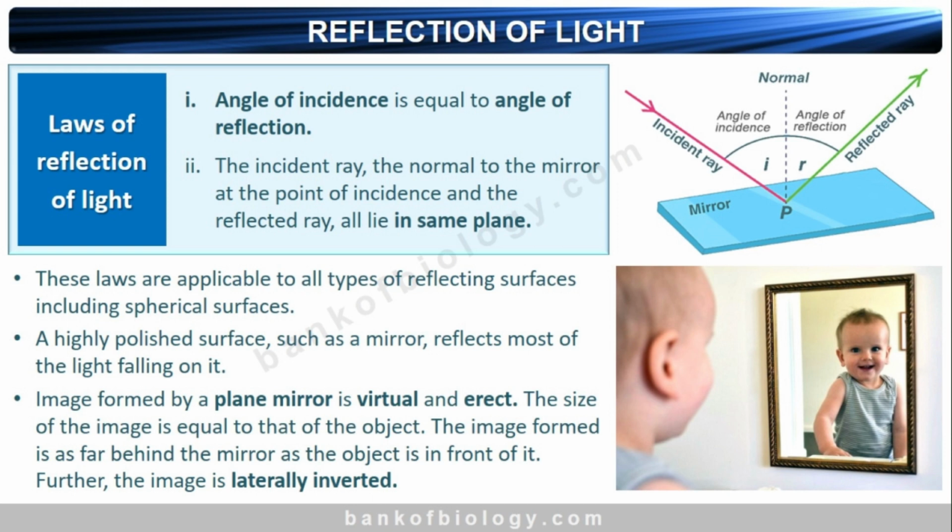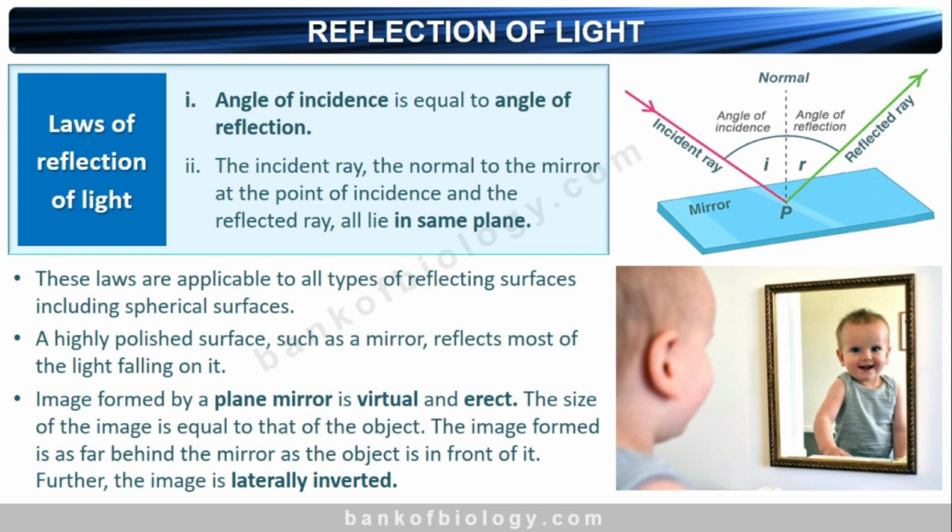Reflection of light. Laws of reflection of light. Angle of incidence is equal to the angle of reflection. The incident ray, the normal to the mirror at the point of incidence, and the reflected ray all lie in the same plane. These laws are applicable to all types of reflecting surfaces, including spherical surfaces. A highly polished surface, such as a mirror, reflects most of the light falling on it.